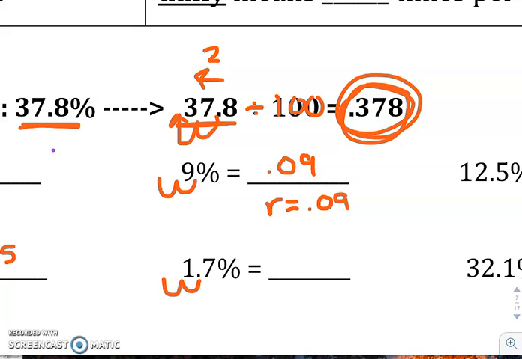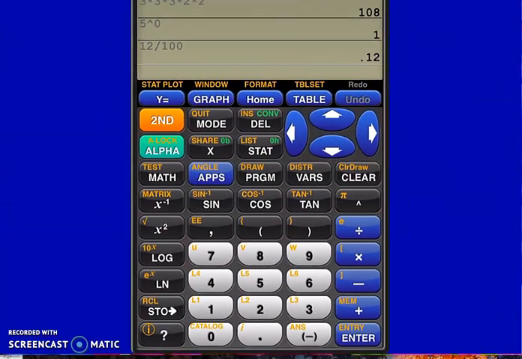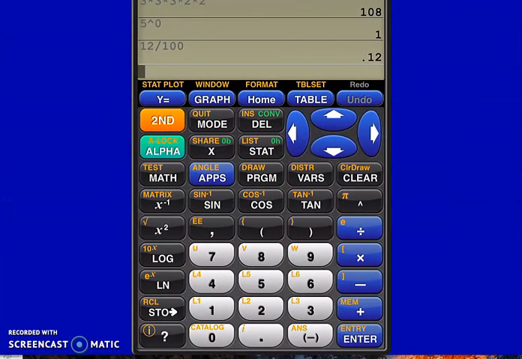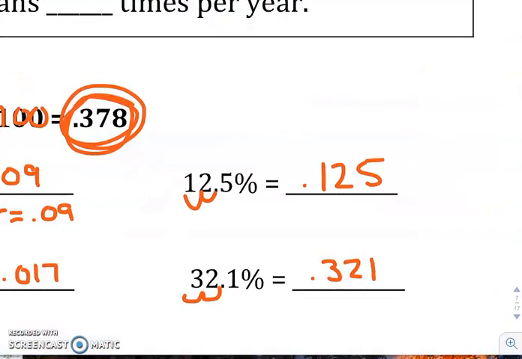1.7% would be 0.017. 12.5%, 0.125. 32.1%, 0.321. Again, you can always double check. So if you took 32.1%, you're like, oh, what is that as a decimal that I would want to use in my equation? 32.1 divided by 100, 0.321. That is the rate you would use in your equation.